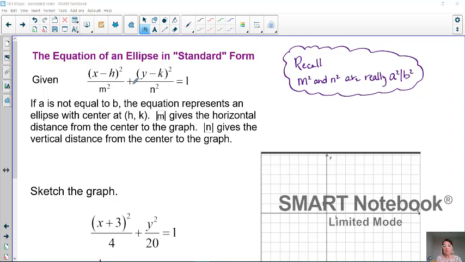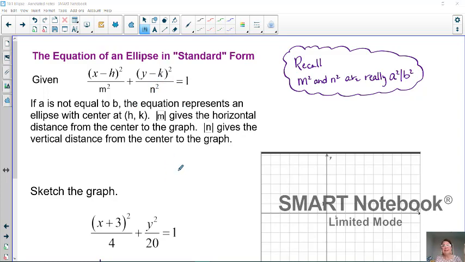Instead of a squared and b squared, I have m squared and n squared, but they really are a squared and b squared. The only reason I have changed them is I think it can be confusing trying to figure out is a under x or is a under y. I'm asking you to postpone that thought and go back to that very first video and think about what we learned. It's just the square root of the bottom number under x tells you how to go in the x direction, left and right. The square root of the one under y tells you how to go in the y direction, up and down from the center.